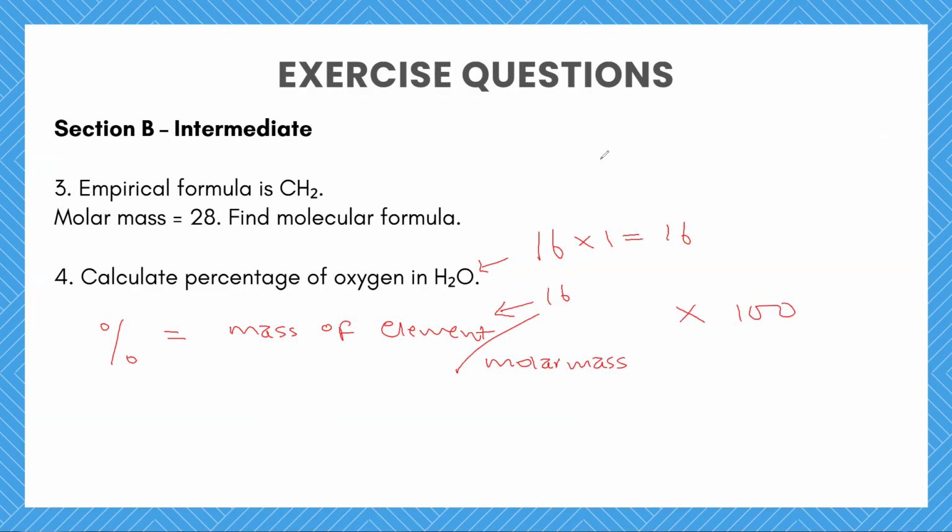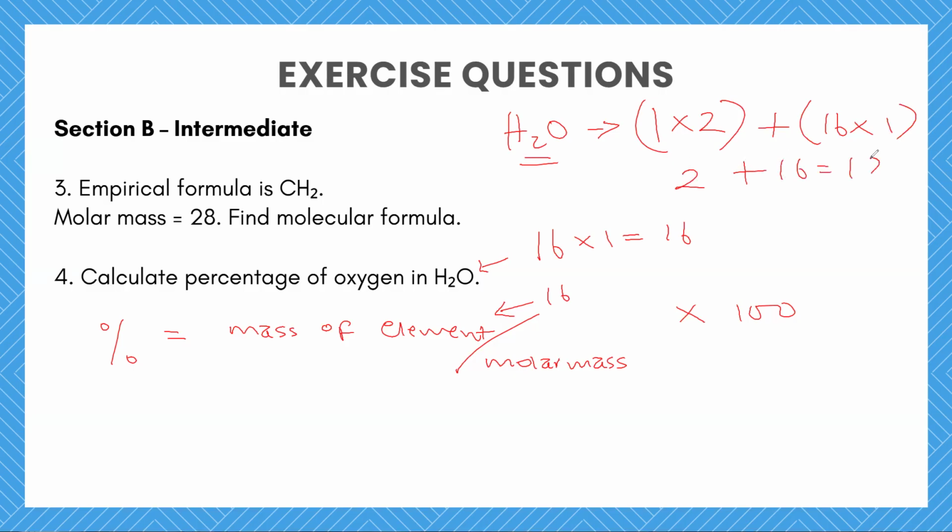What's the molar mass of water, H2O? Pretty easy to calculate. We have hydrogen, which has the atomic mass of 1 multiplied by 2, which is the number of atoms or the number of times that it appears, plus oxygen, which is 16 multiplied by 1 since it appears only once. So we have 2 plus 16, which gives us 18. So the percentage composition of oxygen becomes 16 divided by 18 multiplied by 100.